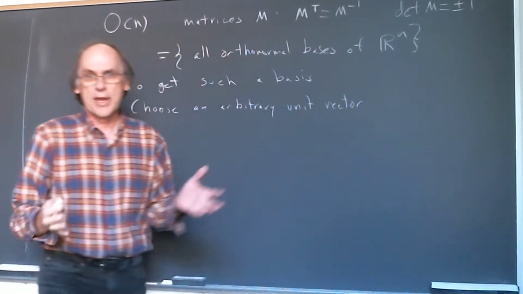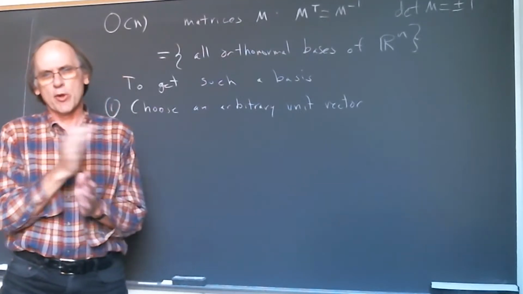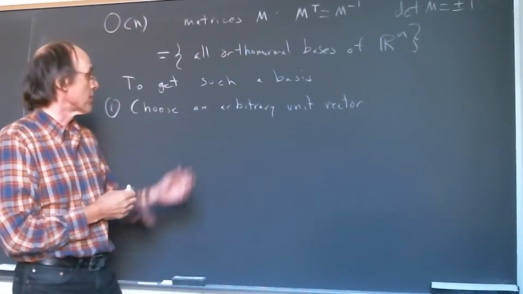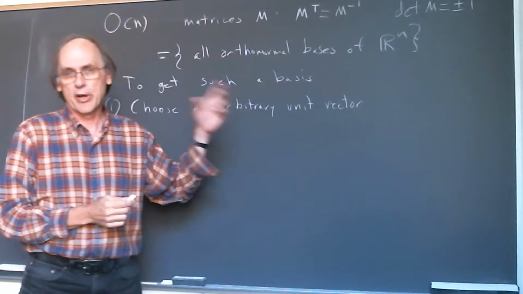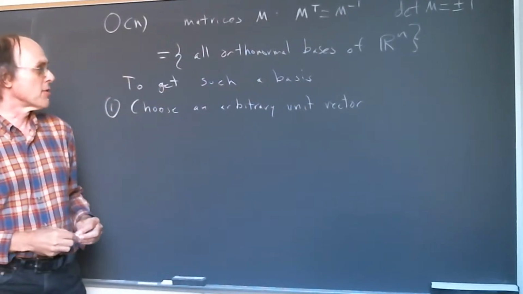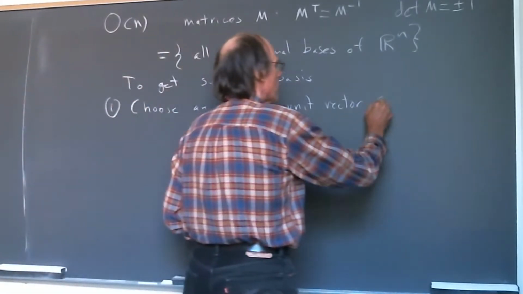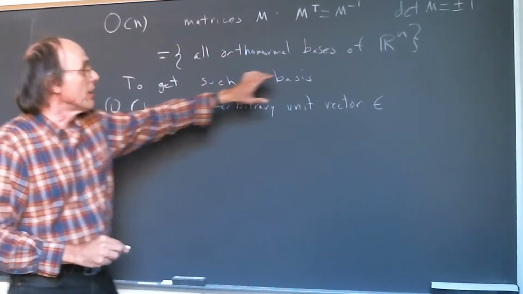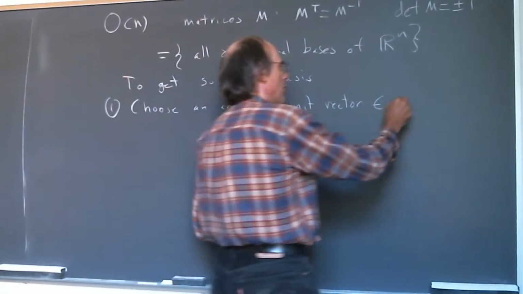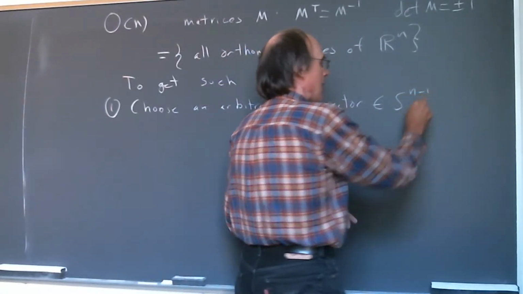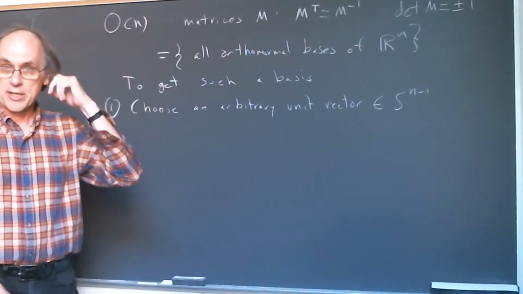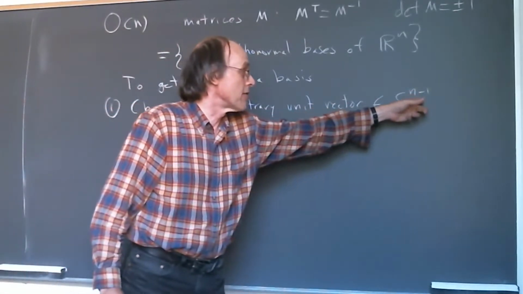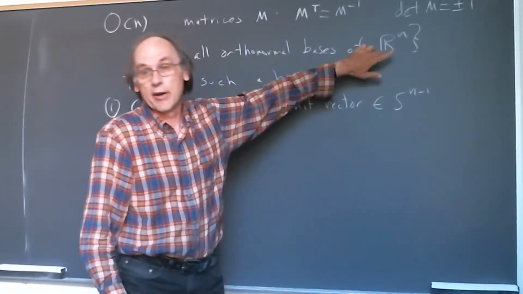If you want to produce a basis, you have to produce a sequence of orthonormal vectors. So you start by taking an arbitrary one of length 1. This is just an arbitrary unit vector in R^n. I write it this way: it's an element of the (n-1)-sphere, the sphere of dimension n-1, or the unit vectors in R^n.